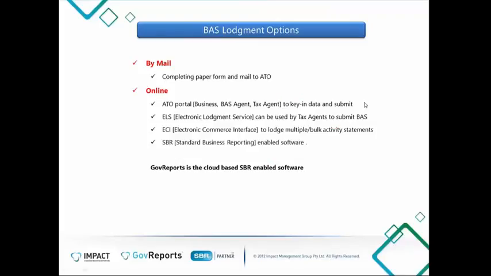Currently, lodging a business activity statement can be done by the conventional method of completing a paper form and mailing it to the ATO, or online by either the portal, ELS software, or SBR-enabled software. Many taxpayers and tax practitioners have been accustomed to using the portal to lodge the BAS, but the portal is built on ELS technology and is aging, and the ATO is looking at ways to minimize its usage, thus introducing the SBR technology to replace ELS over time.